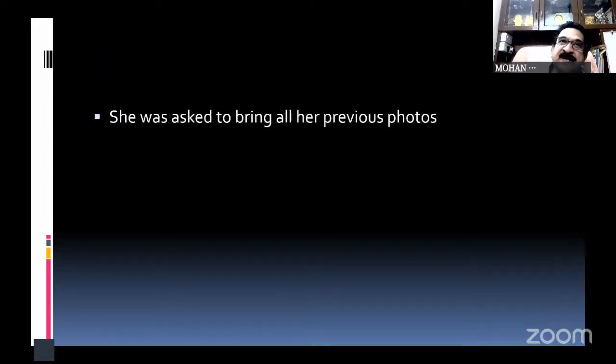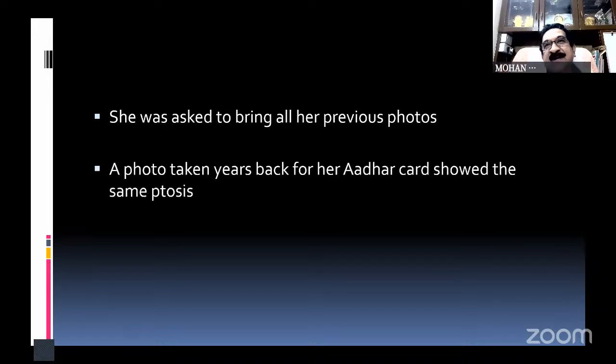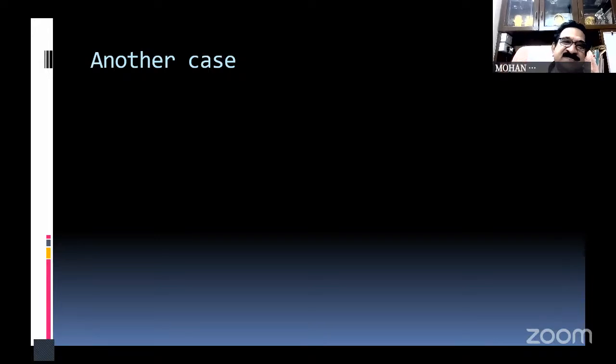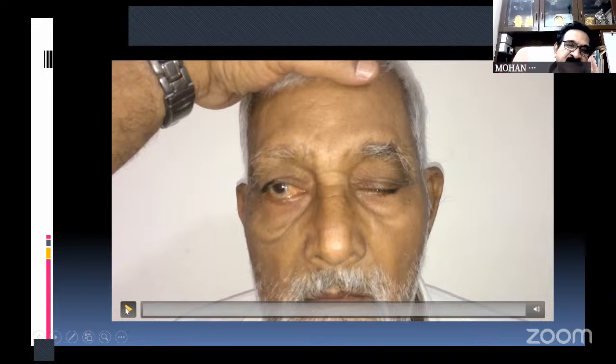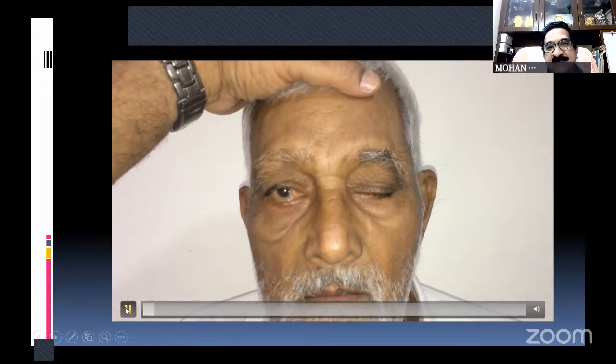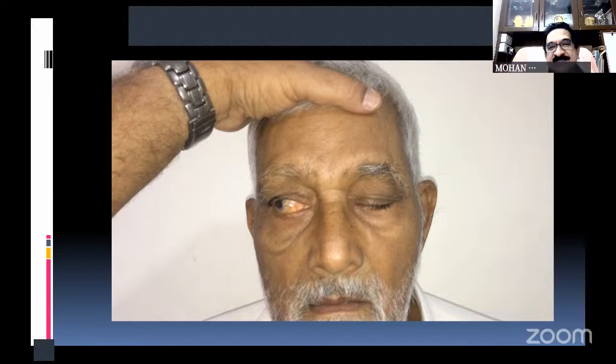She was asked to bring all the previous photographs. Because she did not give the previous photographs to me, the one photograph which was taken for her Aadhaar card showed the same appearance as before. This is what is called monocular elevation defect. I will show another case. Let us see this case now. This old man has come with some other complaint, but he had ptosis since birth.